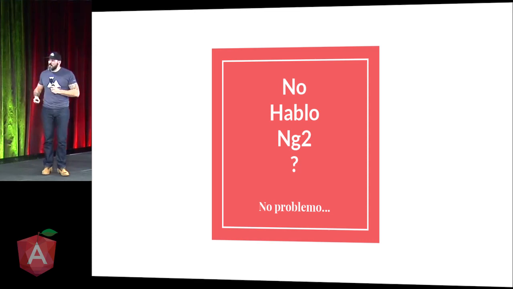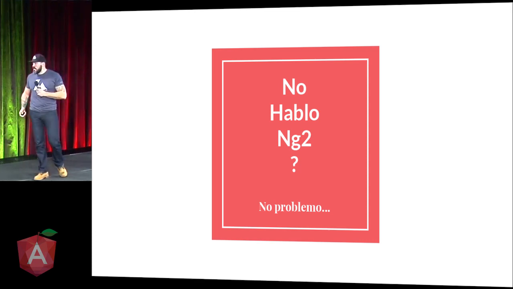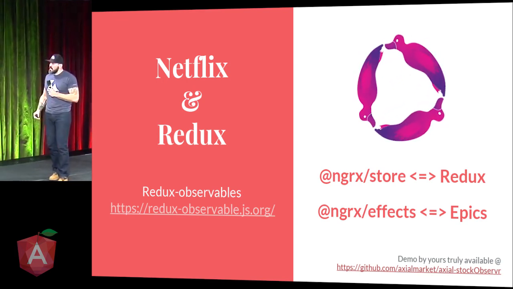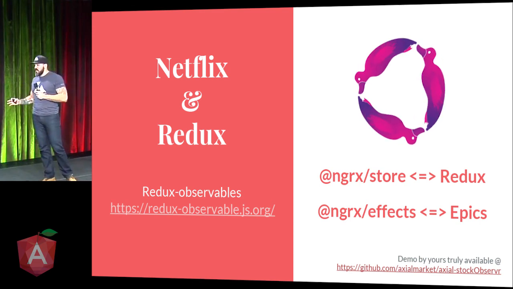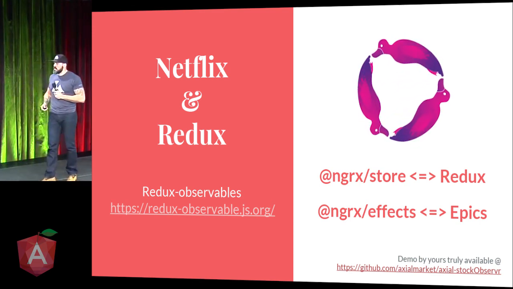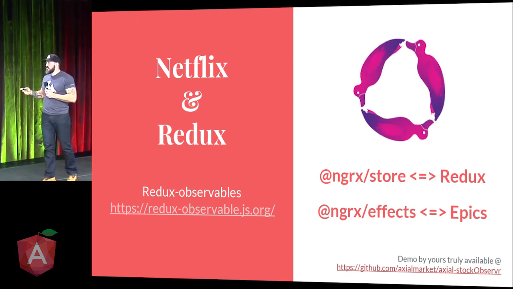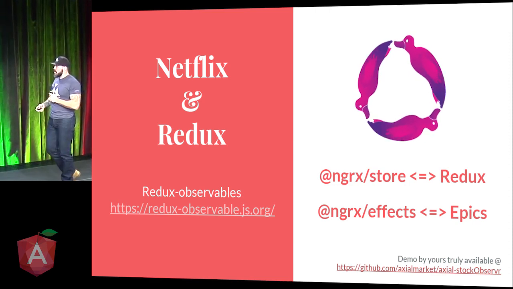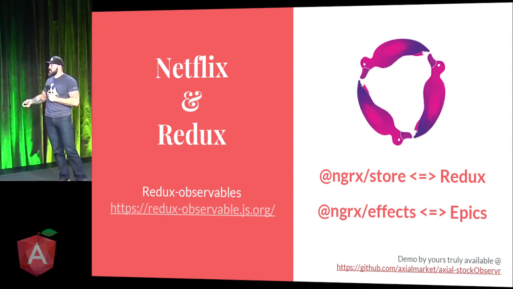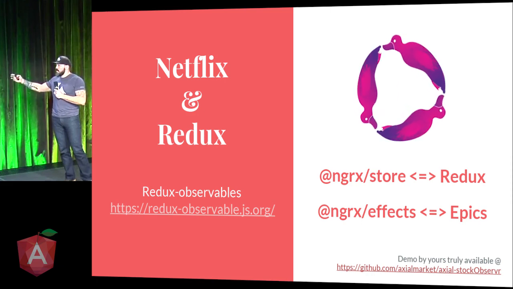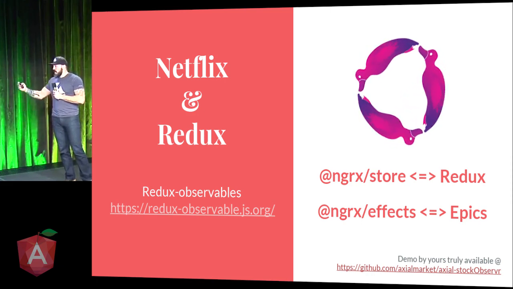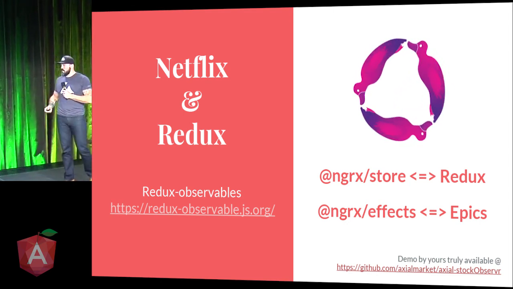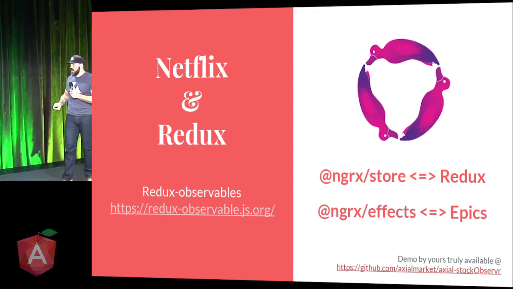So you say, all right, cool, but I'm not using NG2, I'm still using NG1, so what can I do? Well, actually, Netflix and Redux basically implemented the very same thing with Redux observables. And I really encourage you to look into that, because for me it was mind-changing, and plus the people that are pushing that are pretty awesome. They have a pretty awesome talk about how that works, and they have great documentation. The only difference is the naming. ngrx store is Redux, ngrx effects is Epics. So that's called Redux observables. If you're using Angular 1, that's what you want to use.